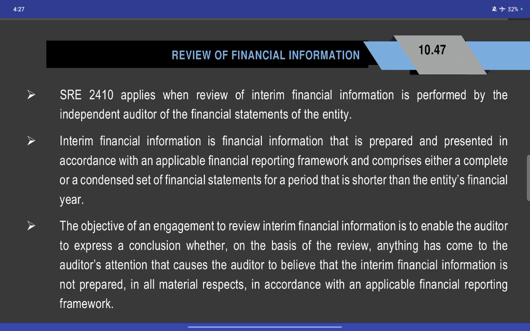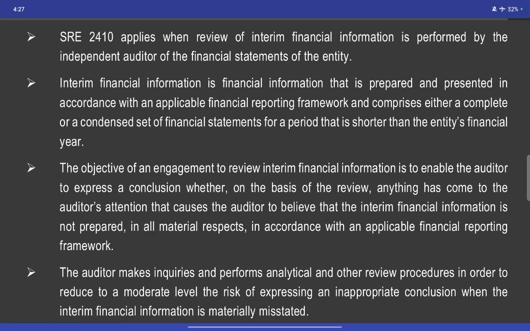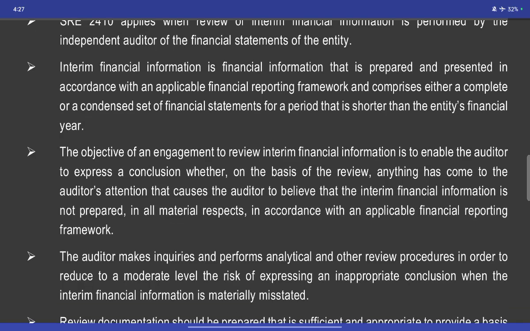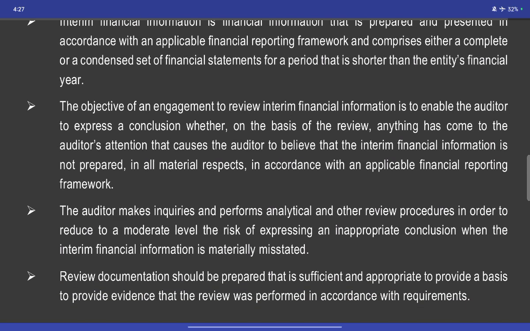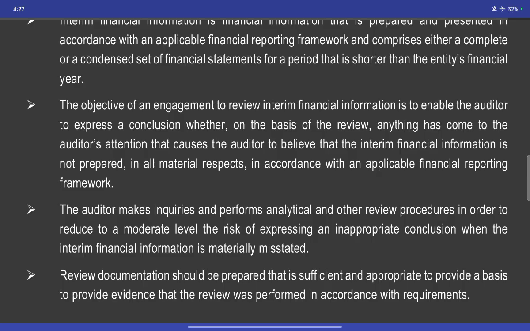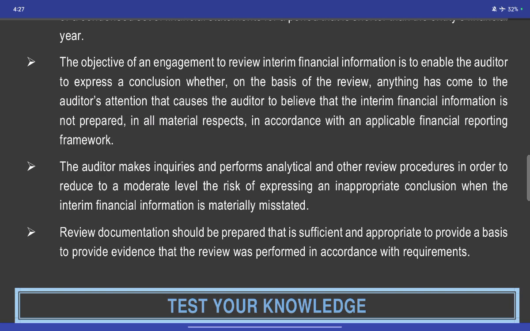SRE 2410 applies to the review of interim financial statements performed by the independent auditor of the entity's financial statements. The interim financial information is prepared and presented according to the applicable financial reporting framework and comprises a complete or condensed set of financial statements for a period shorter than the entity's financial year. The objective of the engagement is to enable the auditor to express a conclusion, on the basis of the review, about anything that comes to the auditor's attention that causes the auditor to believe that the interim financial information is not prepared, in all material respects, in accordance with the applicable financial reporting framework.